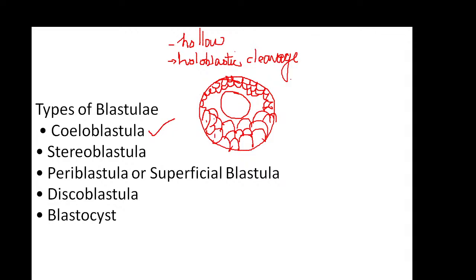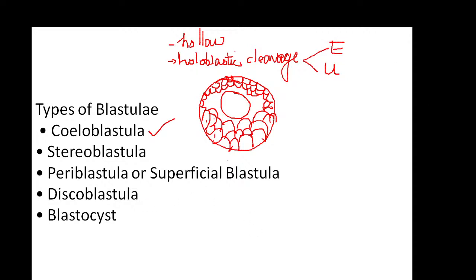Equal holoblastic cleavage means the blastomeres formed as a result of cleavage are of equal size. That is called equal holoblastic cleavage. Then next is unequal holoblastic cleavage. So holoblastic cleavage is of two types, equal and unequal. The blastomeres formed from equal holoblastic cleavage will be of equal size, and the blastomeres formed from unequal holoblastic cleavage will be of unequal size.